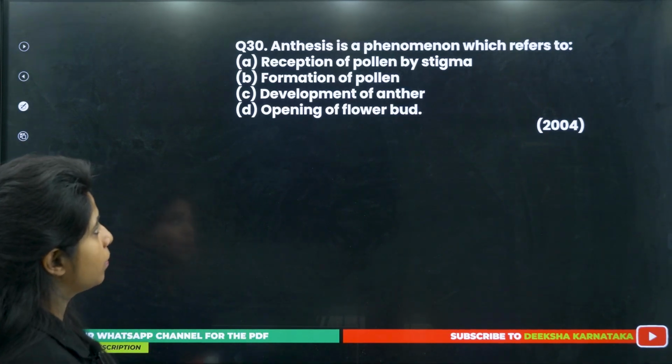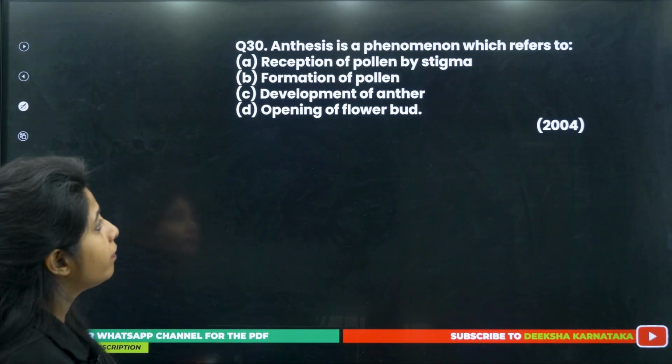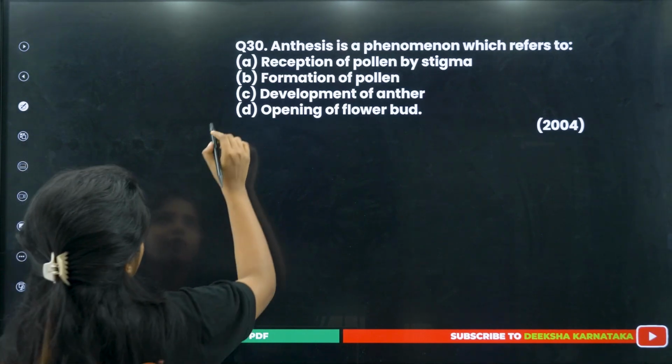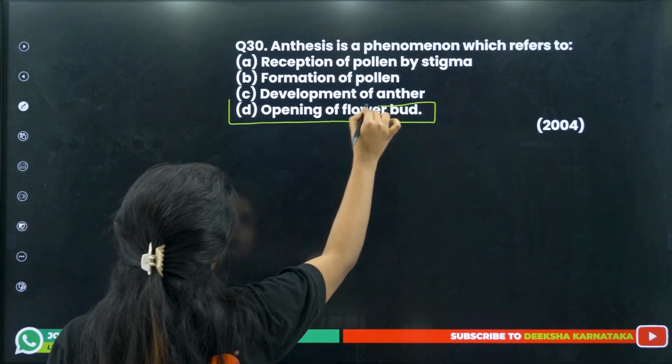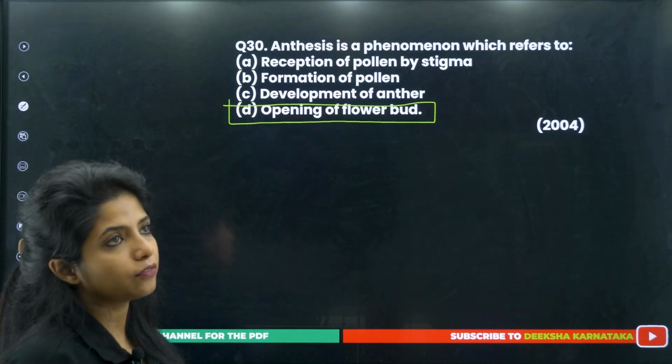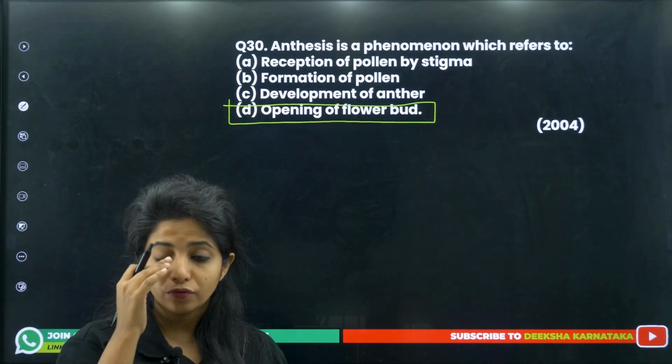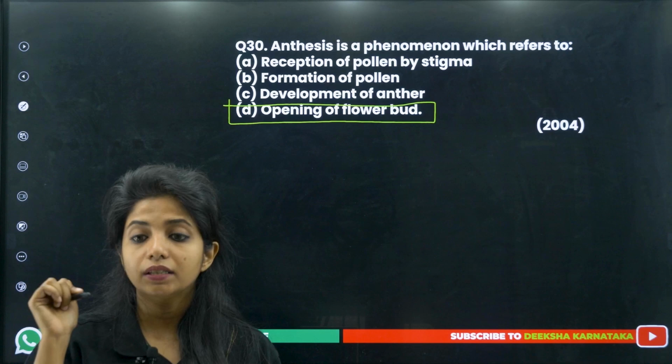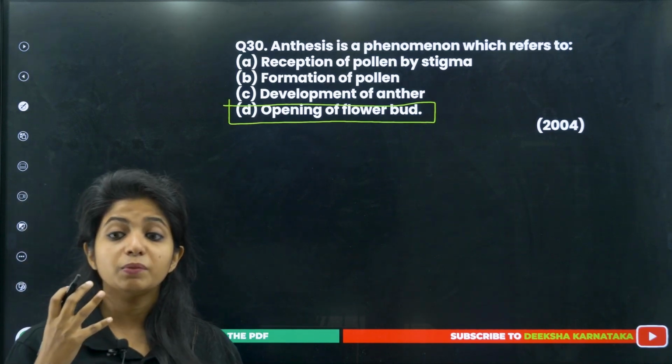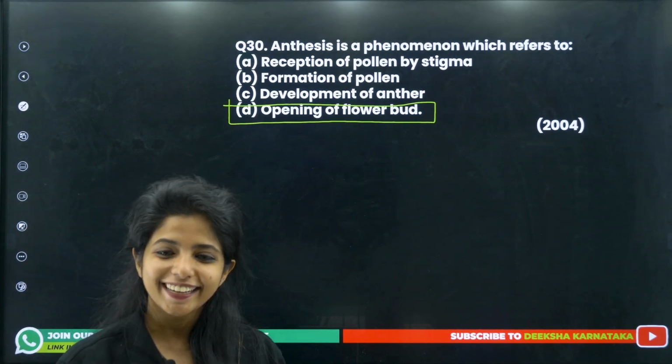Reception of pollen by the stigma? No. Formation of pollen? No. Development of anther? No. Opening of a flower bud? This is the correct answer. Write it somewhere, wherever you have made notes for sexual reproduction in flowering plants. Anthesis is basically opening of flower bud. This came in 2004.